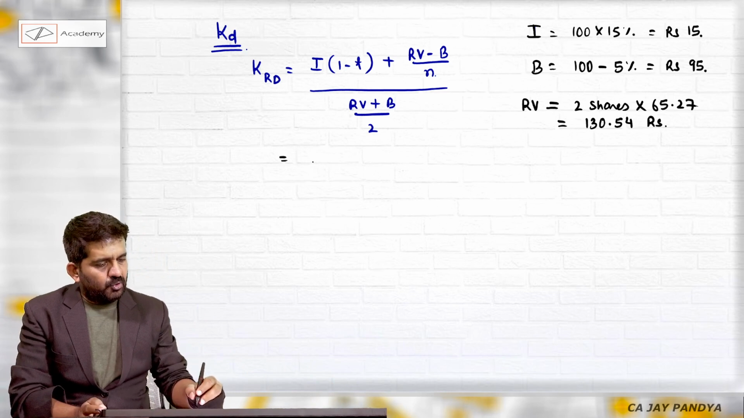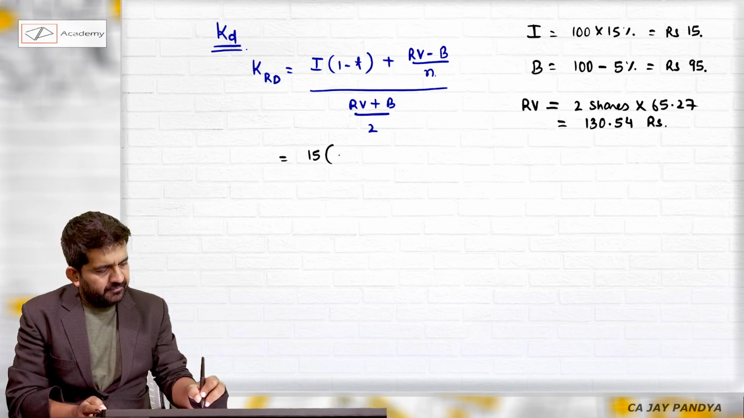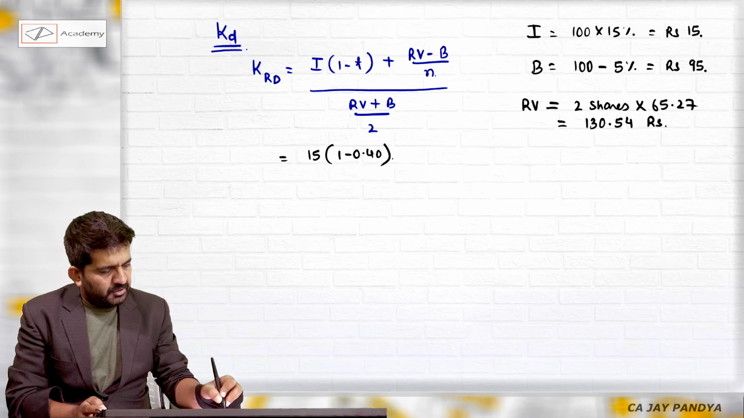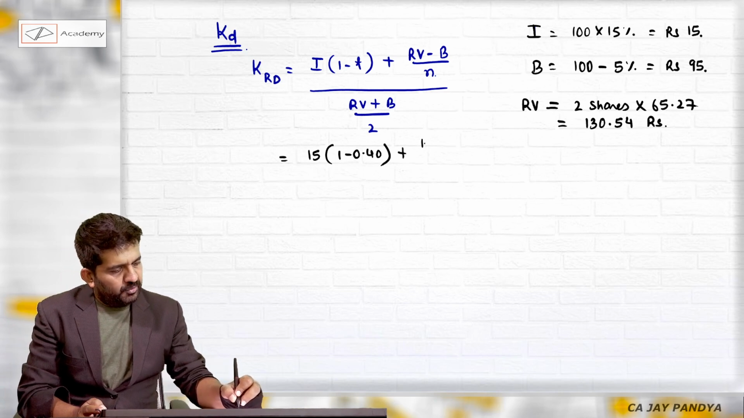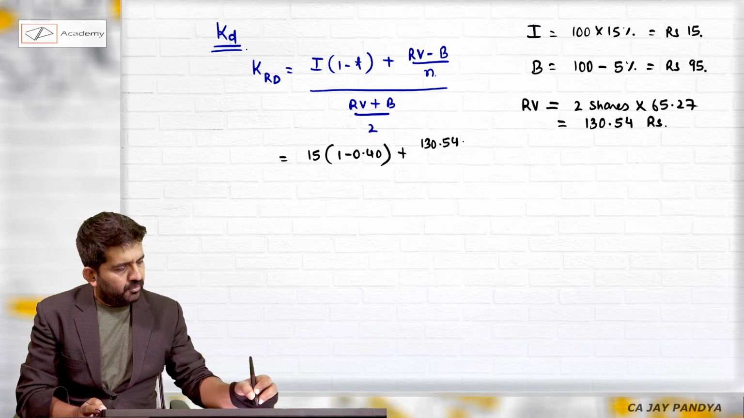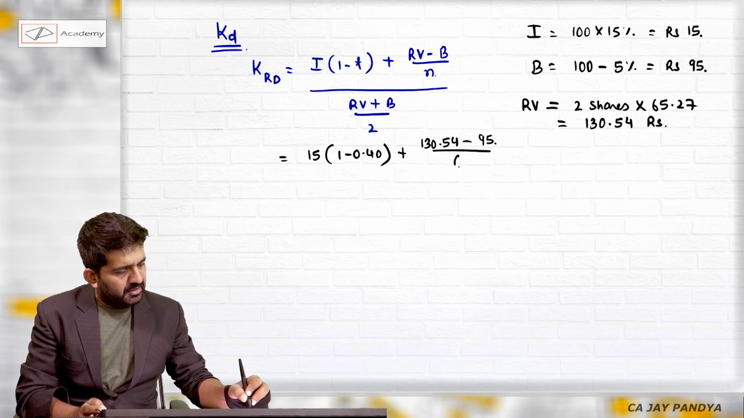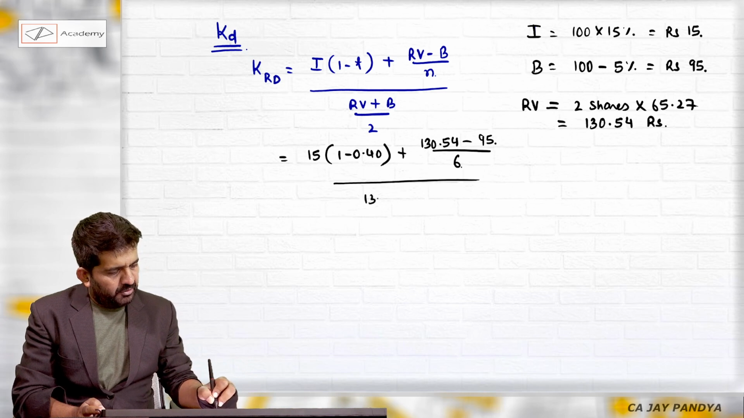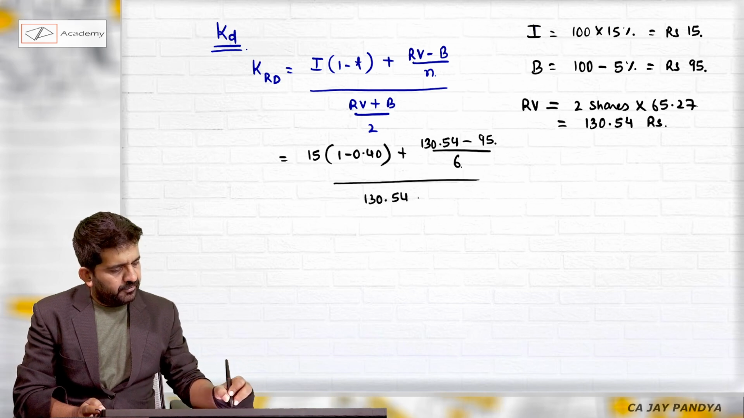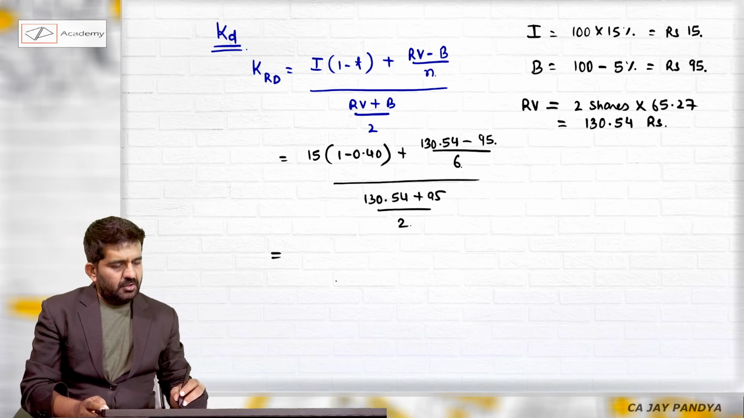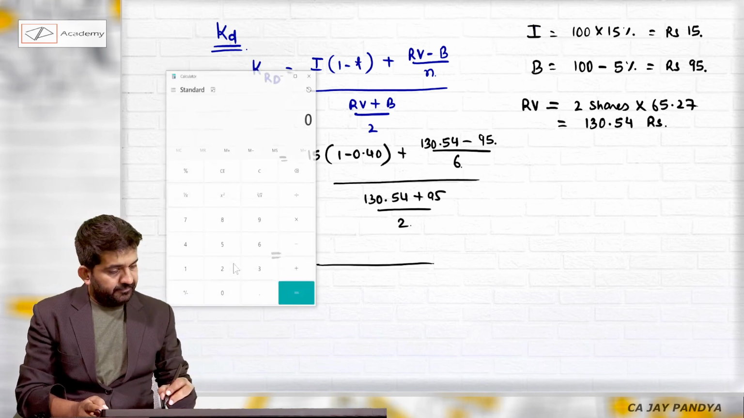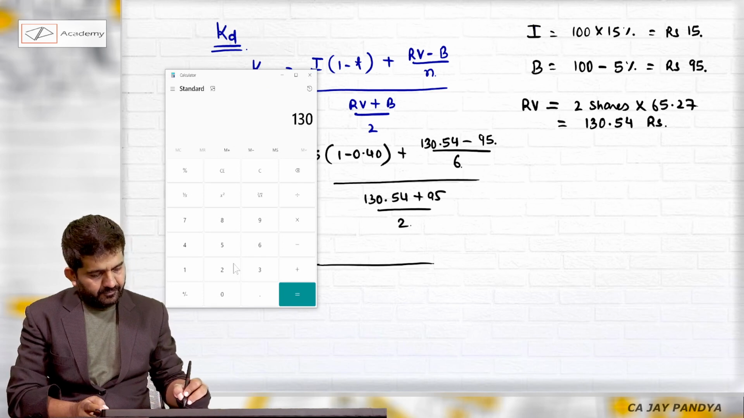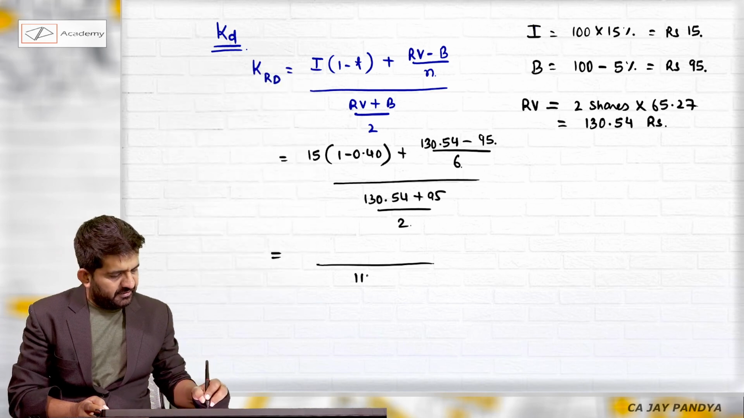I can find out cost of redeemable debentures. 15 into 1 minus 0.40. Redemption value is 130.54 minus borrowing 95, divided by 6, upon 130.54 plus 95 divided by 2. First, let me find out denominator. It is 112.77.